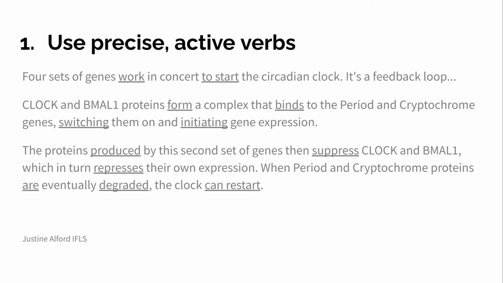The proteins produced by the second set of genes then suppress clock and BMAL1, which in turn represses their own expression. When period and cryptochrome proteins are eventually degraded, the clock can restart. The next thing we'll talk about is how sometimes a verb is hidden in a noun.